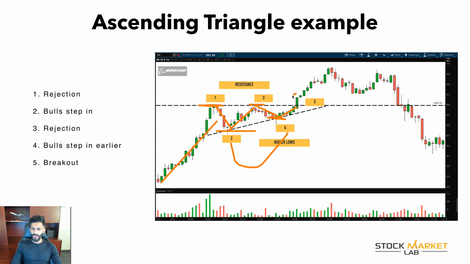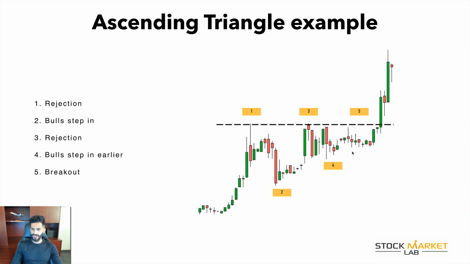It goes up again, and what do we have here? We have a strong breakout. Strong green candle, nice volume there, and that's a very strong move up. The breakout happens. Let's look at another example.